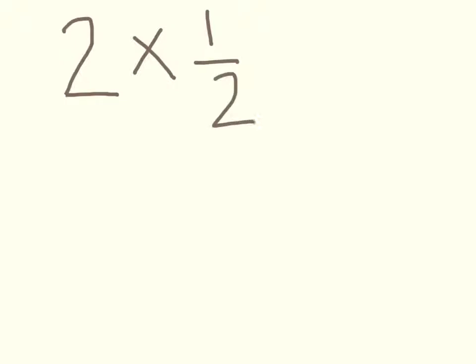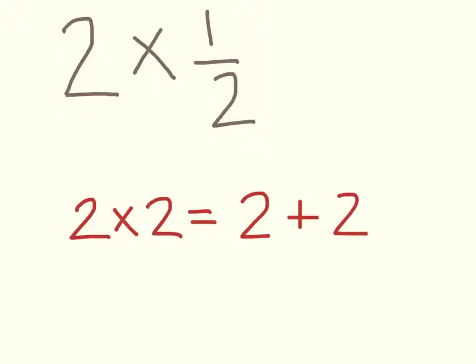Okay, to start our lesson, we are going to begin with a fairly simple problem. The problem is the whole number 2 times the fraction 1/2. Now we know multiplication as repeated addition. So if we were to do a problem like 2 times 2, that means we are adding two groups of 2. So 2 times 2 would equal 4.